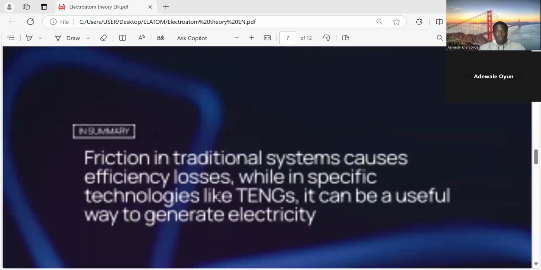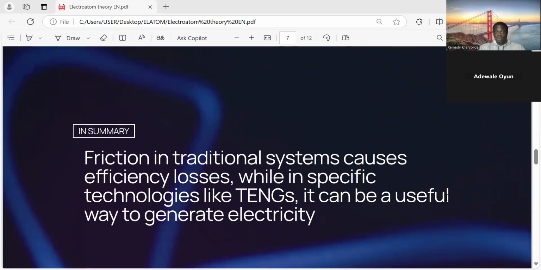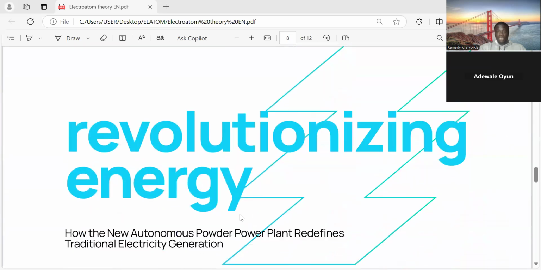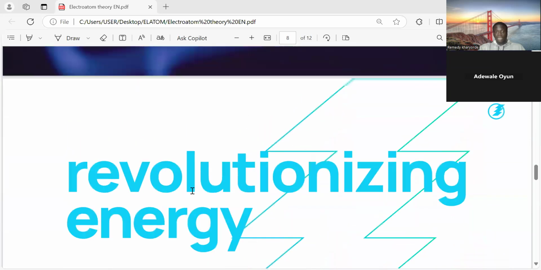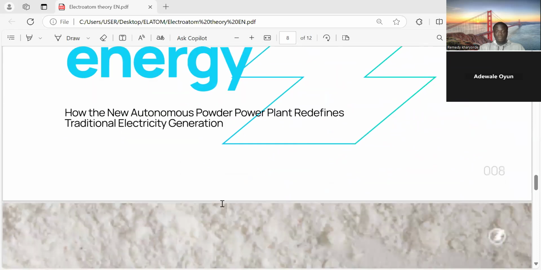In summary, friction in traditional systems causes efficiency loss, while in specific technologies like the triboelectric effect, it can be a useful way to generate electricity. So the next slide is Revolutionizing Energy: how the new autonomous power plants redefine traditional electricity generation.